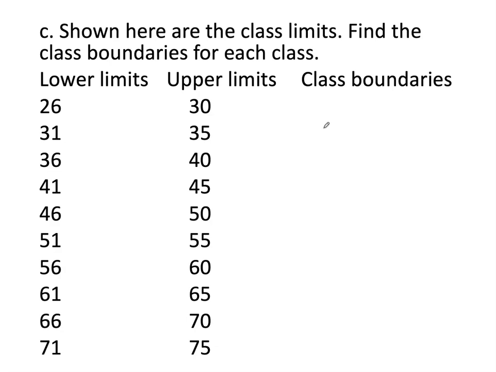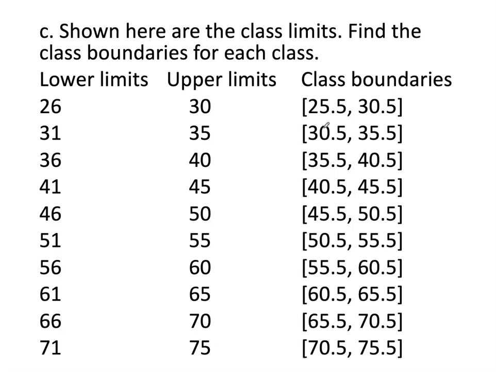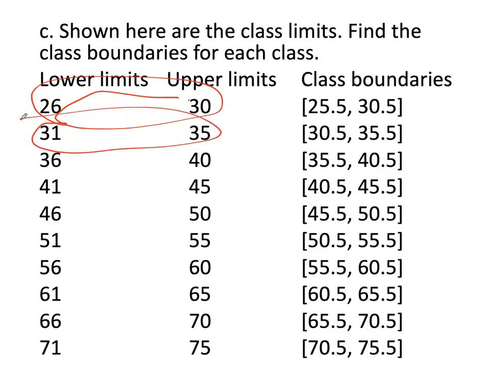Find the class boundaries for each class. Here's what we mean by the class boundaries. The class boundary in this case would be 25.5 to 35.5. So I said that these are the lower and upper limits. Well, that's great, 26 to 30 and 31 to 35. What happens if you get 30.5? Where does 30.5 or 30.4 fit in? Well, that's not in this class, and it's not in this class. So really we have to extend these classes a little bit to incorporate numbers like those.